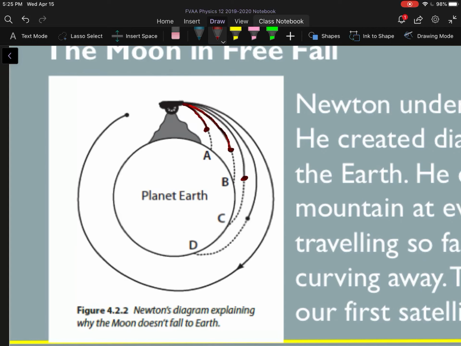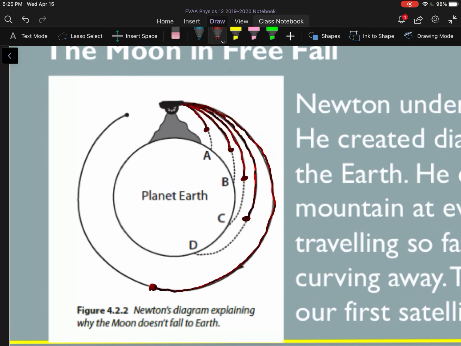And eventually what we would end up with is a cannonball that is traveling so fast that as it's falling towards the Earth, the Earth's curvature is moving away from it. And so you have this cannonball that's falling towards the Earth constantly, but because the Earth is curved, it keeps missing the Earth as it's traveling down towards it.